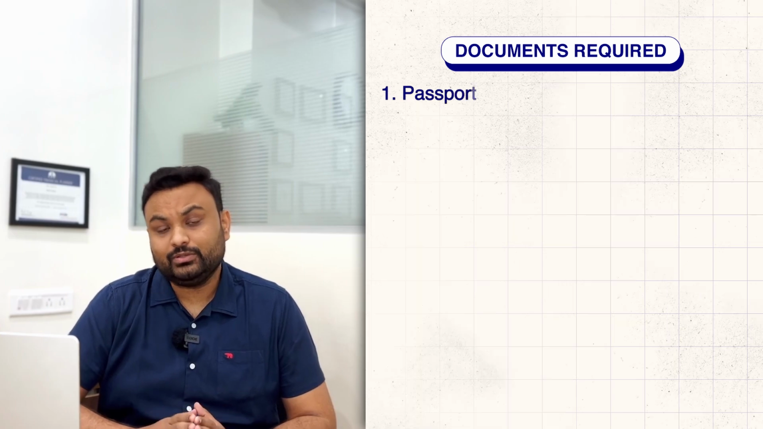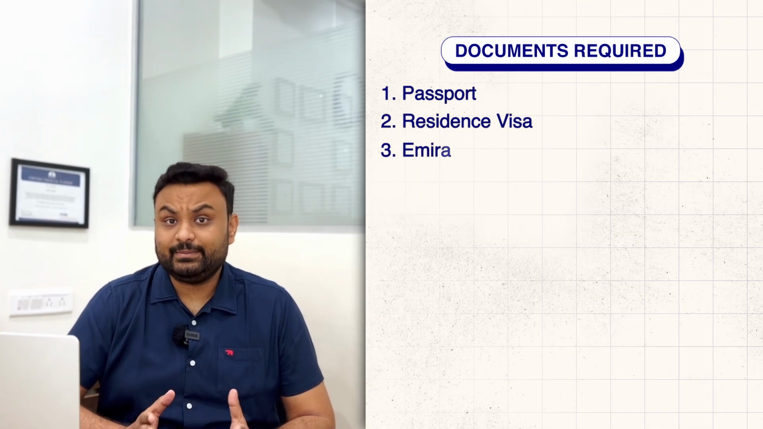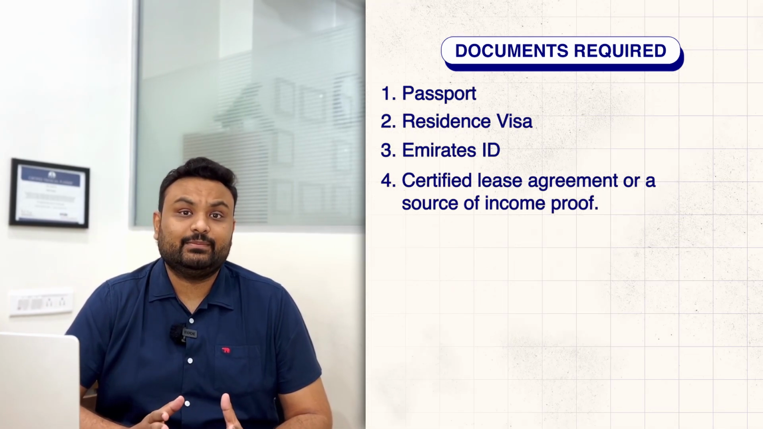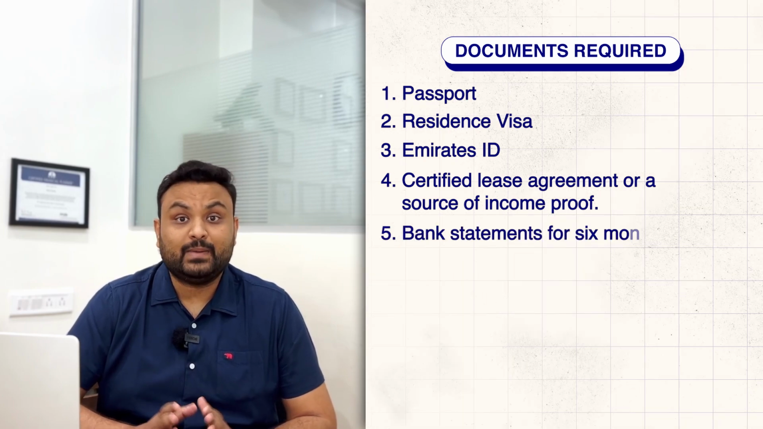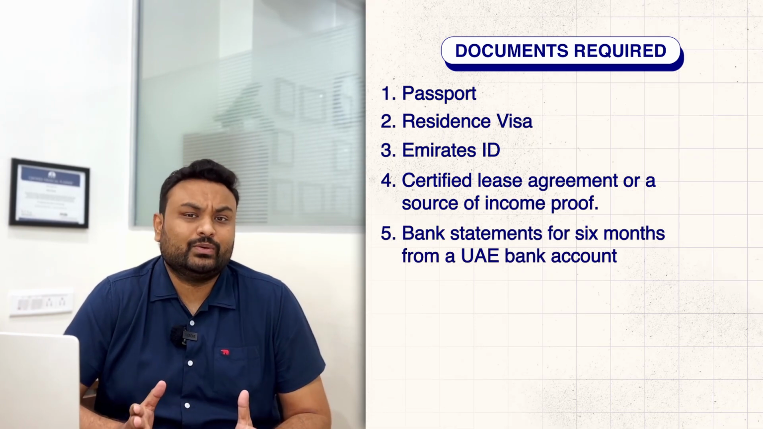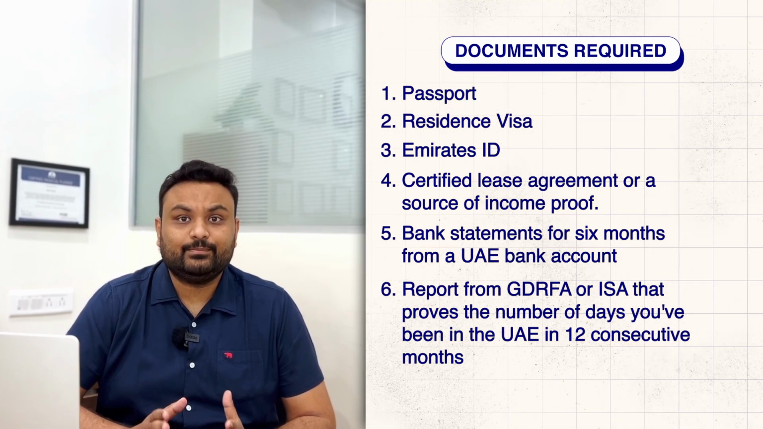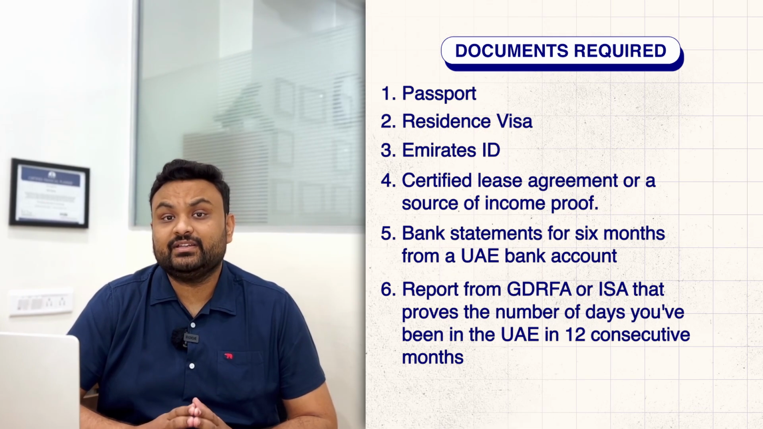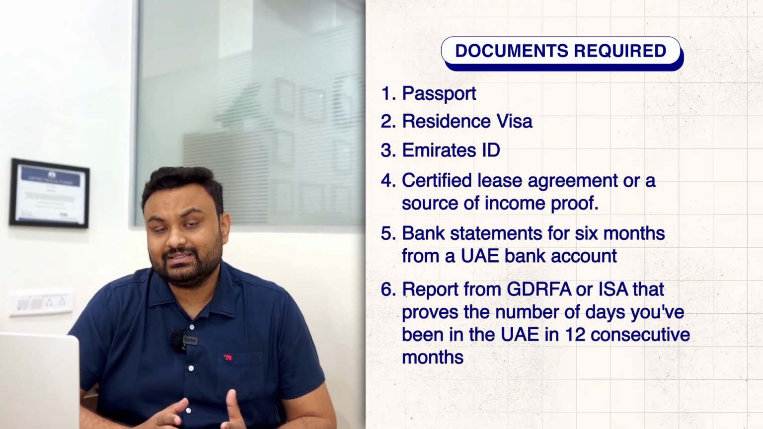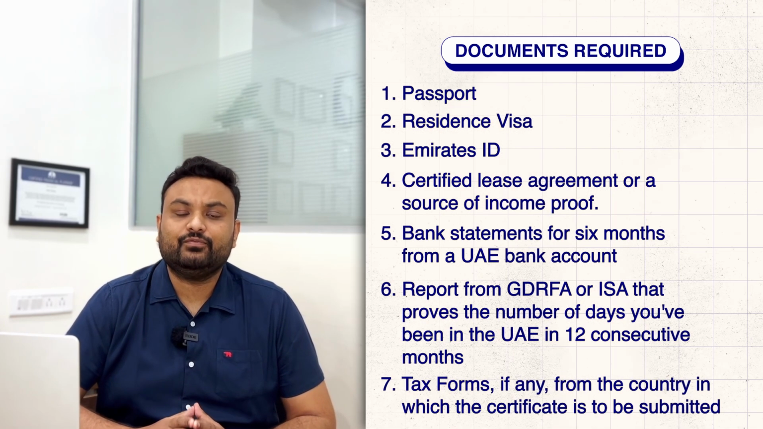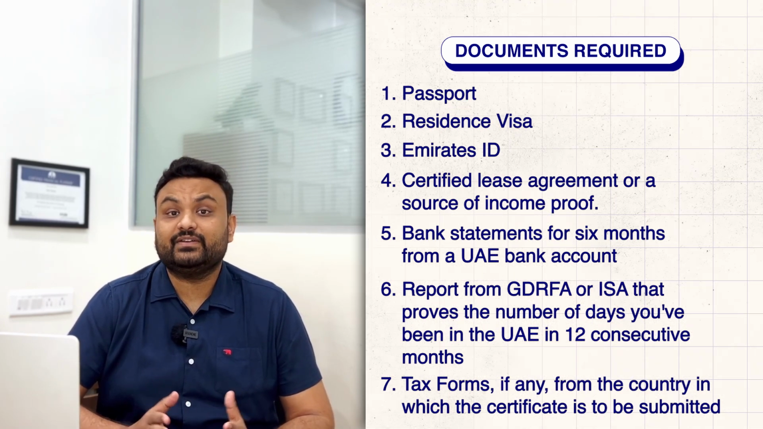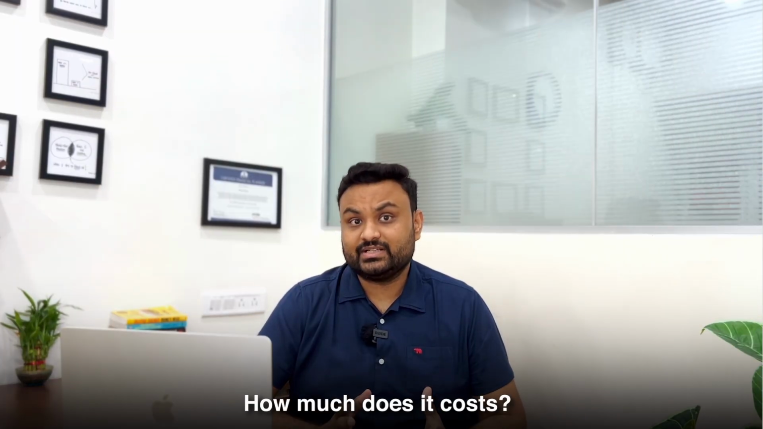Now, what are the documents required to get this TRC? You will have to produce the following 7 documents. Number 1, passport, a residence visa, Emirates ID, certified lease agreement or a source of income proof, bank statements for 6 months from a UAE bank account, report from GDFRA or ICP that proves the number of days you have been in UAE for the last 12 consecutive months, and tax forms of any country in which the certificate needs to be submitted. How much does it cost?